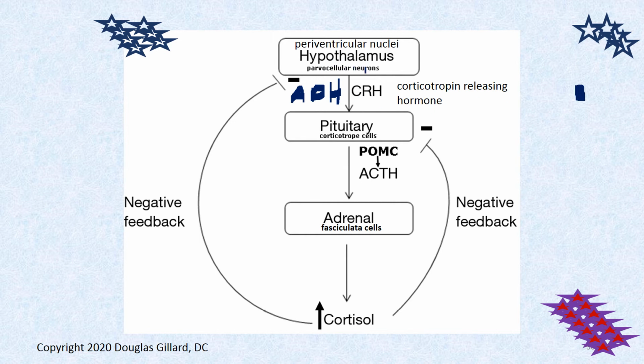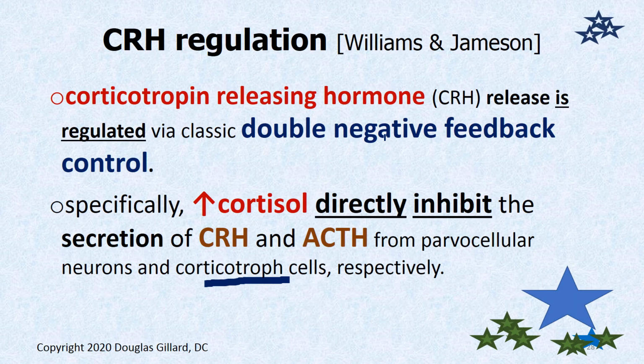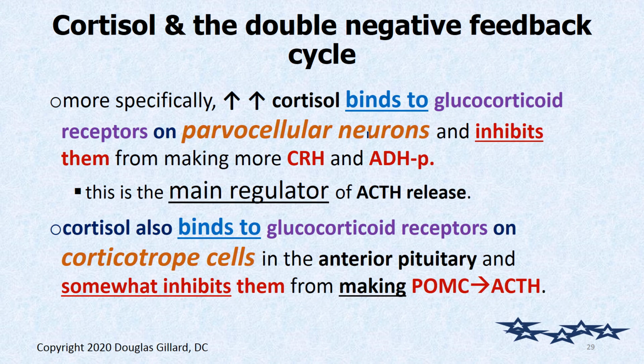Anyway, it shuts down the parvocellular neurons, and if that ain't enough, it also binds directly to the corticotroph cells. So if you have some mutation for the receptor on parvocellular neurons where cortisol can't work, that's okay, because we can still turn it off at the corticotroph cells as well. So it's a double negative feedback system. Make sure you understand that. Cortisol also binds to glucocorticoid receptors on corticotroph cells and inhibits them as well. We already said that.